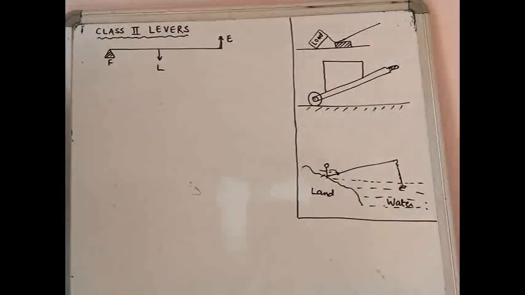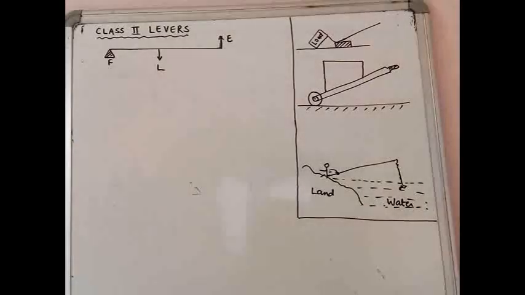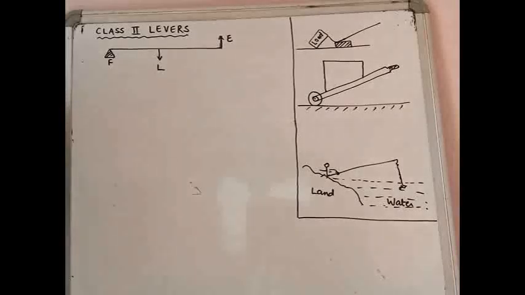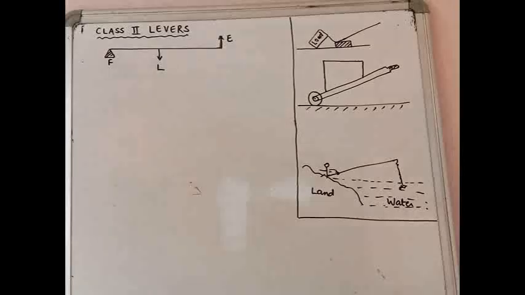If you remember, we had just started the chapter machines. In the first class I had explained to you what is the general meaning of a machine, and what are the different roles that machines play. There are different sorts of machines based on their mechanical advantage, their velocity ratio and their efficiency. They are actually compared with one another.